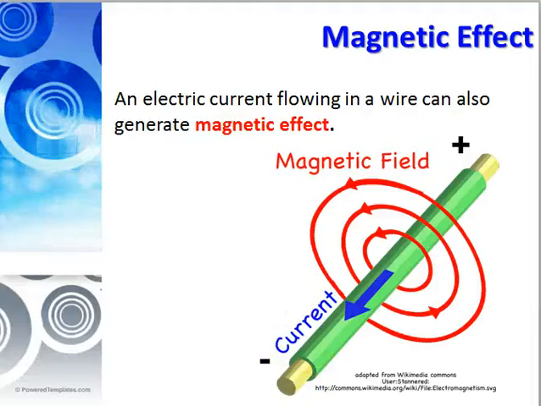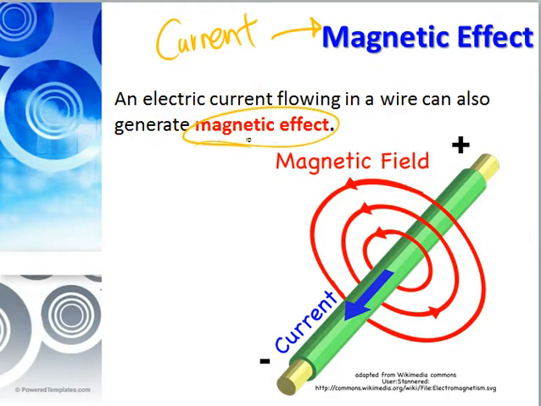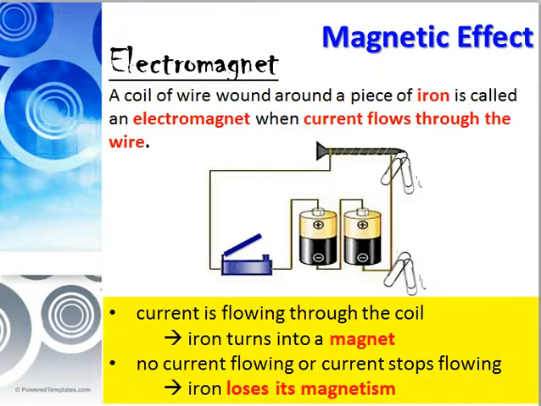Next up, we go on to say that the current can produce a magnetic effect. For example, when the current is flowing through a wire, it produces a magnetic field. So we can say that electric current flowing through a wire has a magnetic effect. This is something actually quite amazing.